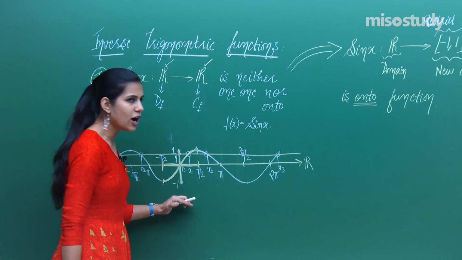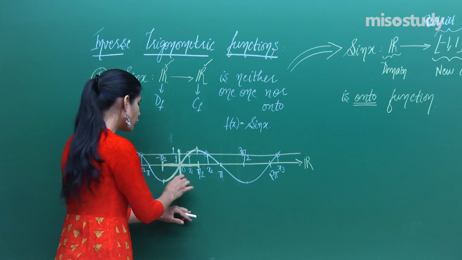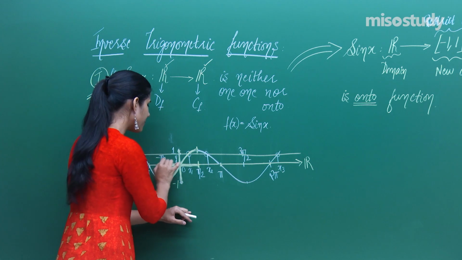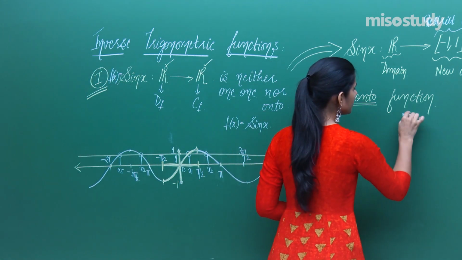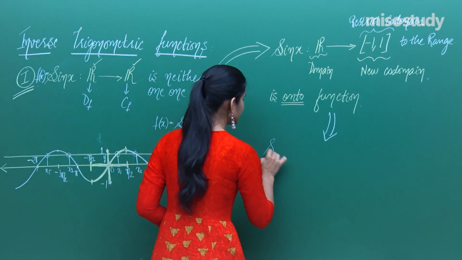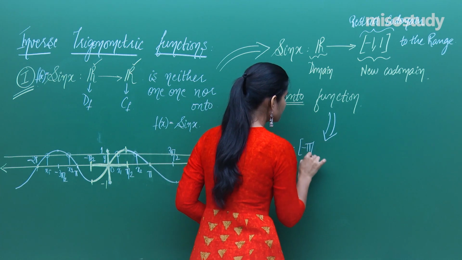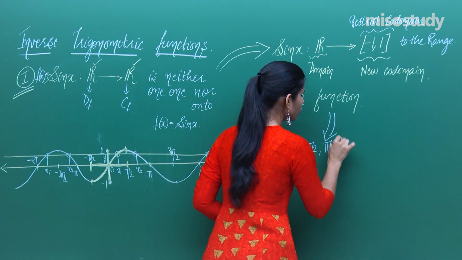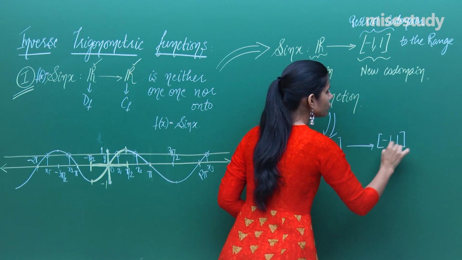Therefore, this is how we restrict our domain of the sine function so that ontoness is not disturbed and the function comes out to be one-one. What do we do? After this step, we treat the one-oneness. We say sine x from the minus pi by 2 to pi by 2 closed interval to the minus 1, 1 closed interval.